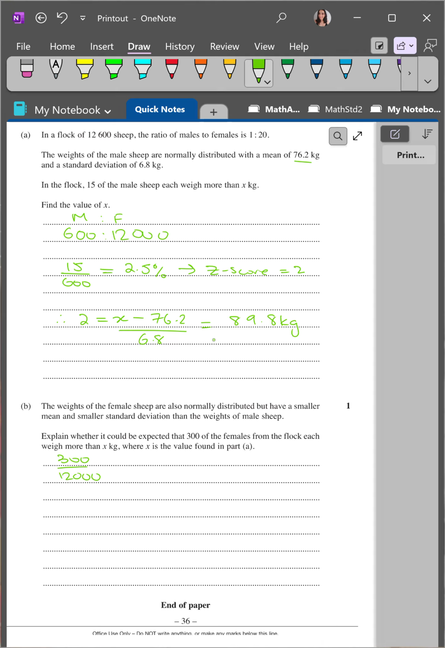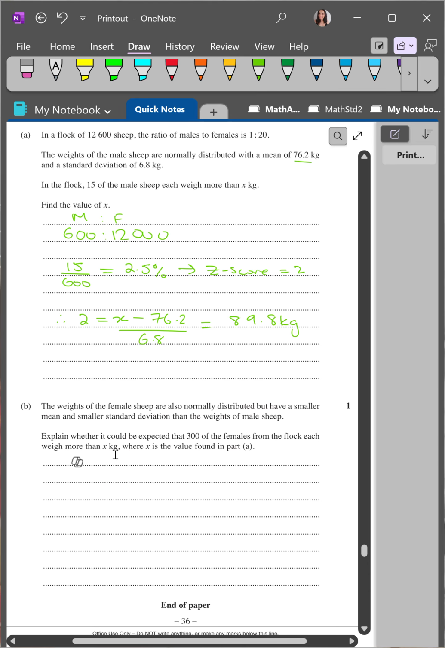Now, if the mean and standard deviation for the males and the females was exactly the same, then this would make sense. But it's not. The mean and standard deviation of the females is smaller, which means there's going to be less sheep that weigh 89.8 kilograms, like a lower percentage of sheep that have that weight. So at a z-score of 2, this X value is going to be lower. So where they're saying it's going to weigh more than X, well, no, because at that point it's going to be a number less than 89.8. So let's write this down.